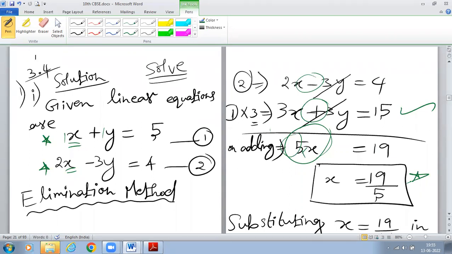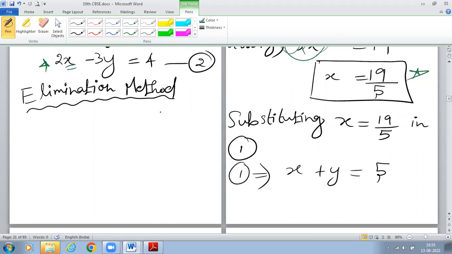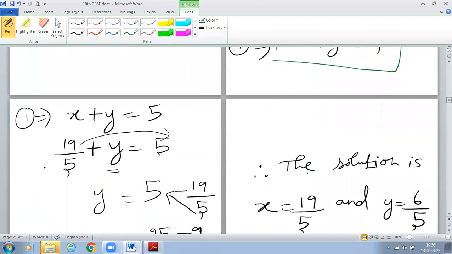Yes, sir. Now we have to substitute the value 19 by 5 in equation number 1 or 2 to find the value of y. I'm choosing equation number 1 because it is simply x plus y. So I'm going to substitute x is equal to 19 by 5 in equation number 1: x plus y is equal to 5. In the place of x, we replace it by 19 by 5. So 19 by 5 plus y is equal to 5.